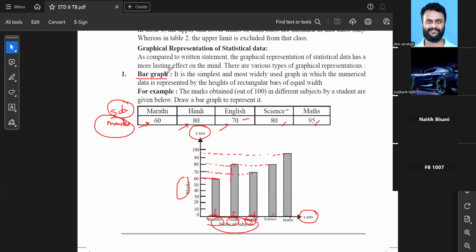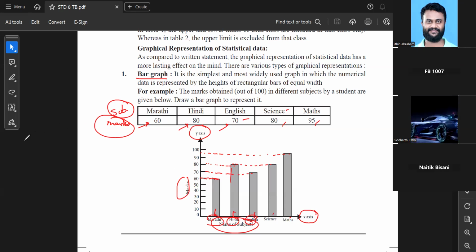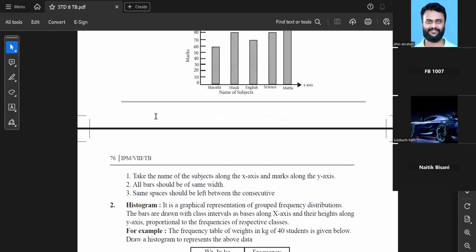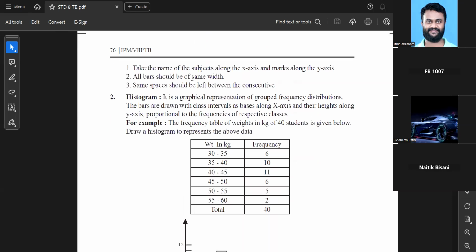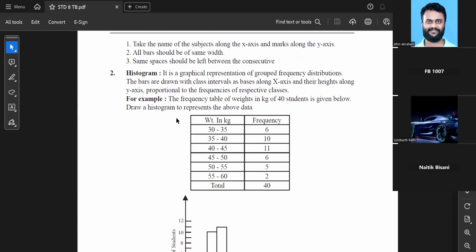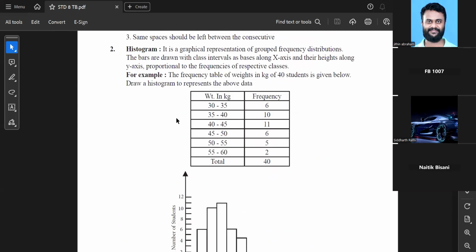Any doubts so far? ठीक है। These things I've already explained. So this type of graph is called as bar graph. Now the next type of graph which we are going to learn is called as histogram.